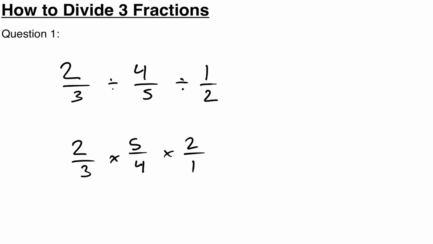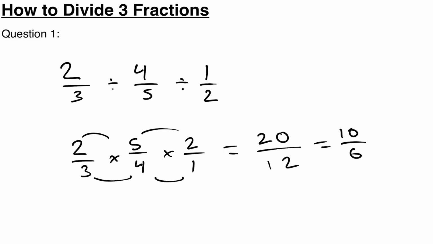And now we can simply multiply the numerators together and then multiply the denominators together. 2 times 5 is 10, times 2 is equal to 20. And then 3 times 4 is 12, times 1 is equal to 12. And then we can divide the top and bottom by 2, and that'll give us 10 over 6. And then we can divide it by another 2, and that'll give us 5 over 3, which is an improper fraction, and that's our final answer. So the answer to the original problem is 5 over 3.